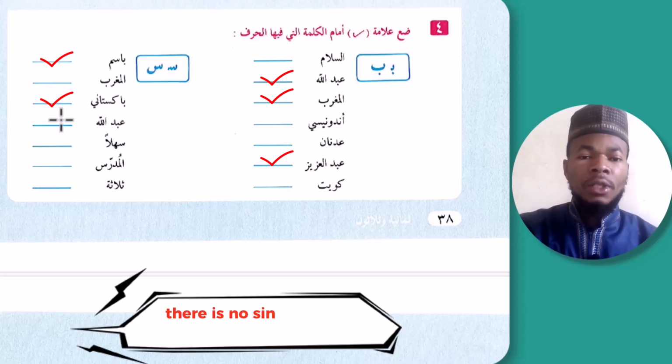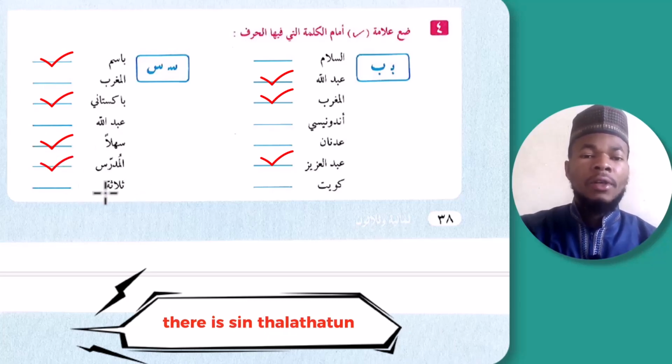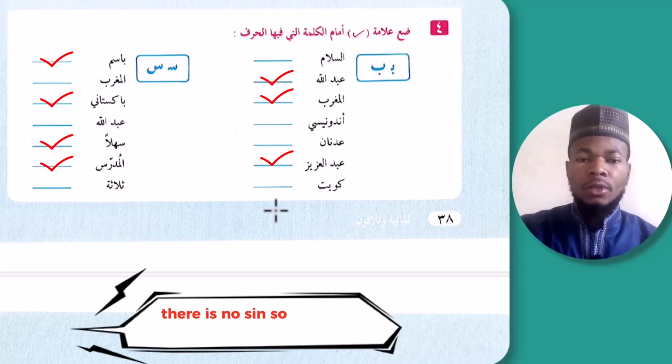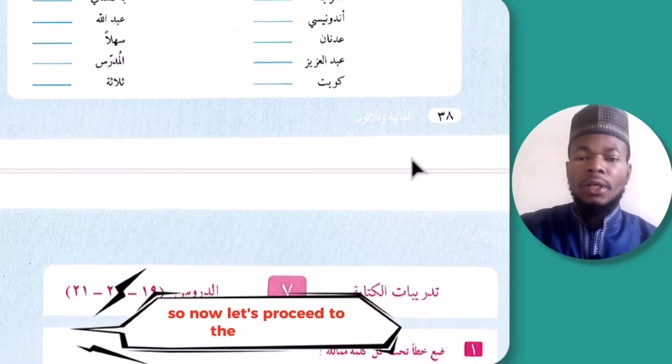Abdullah, there is no sin. Sahlan, there is sin. Al-Mudarrisu, there is sin. Thalathatun, there is no sin. So this is how to do this exercise. So now let's proceed to the next one.